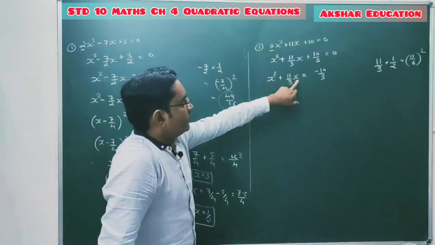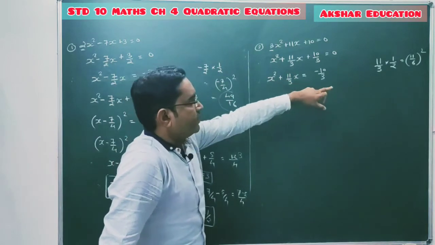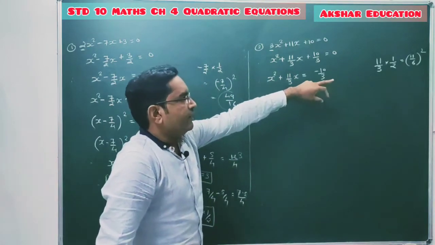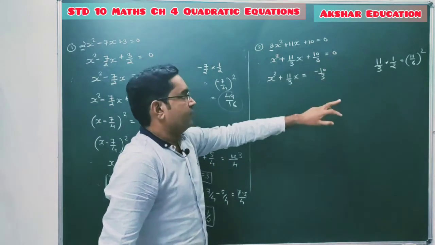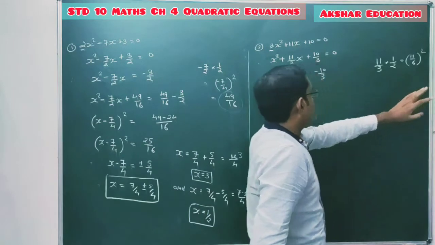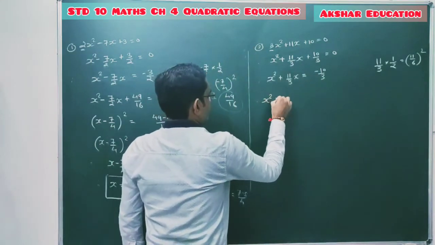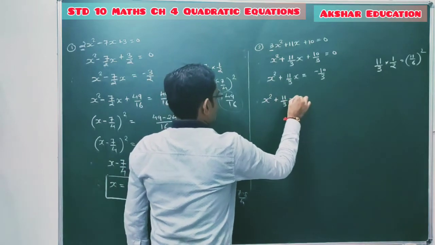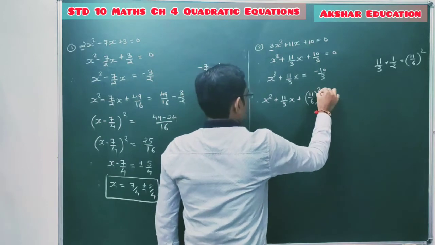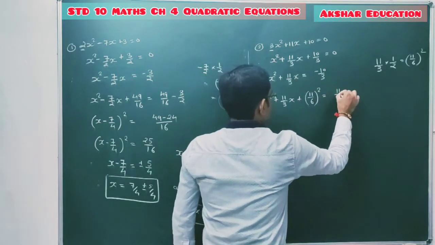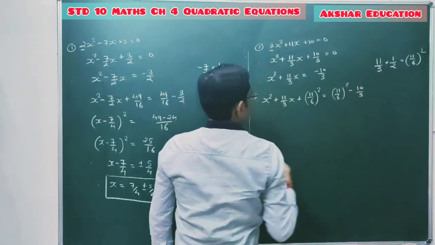Now consider the coefficient of x, which is 11 by 3. Divide it by 2, so it's 11 by 3 multiplied by 1 by 2. So we are getting 11 by 6, and then take its square. So it's 11 by 6 whole square. This term you have to add on both sides of this equation. So it will be x square plus 11 by 3x plus 11 by 6 whole square equal to 11 by 6 whole square minus 10 by 3.